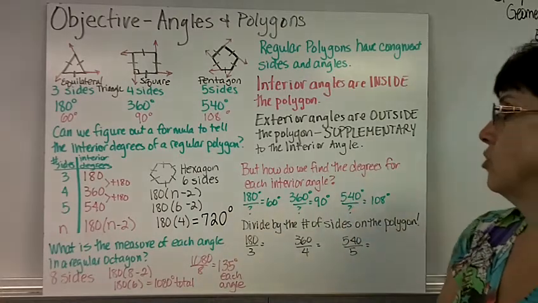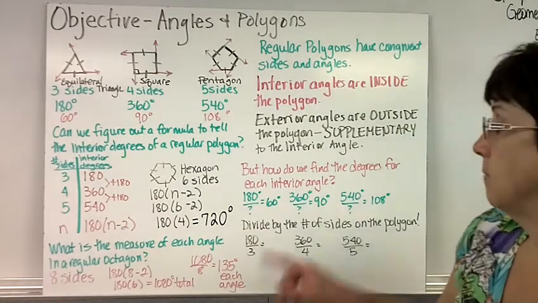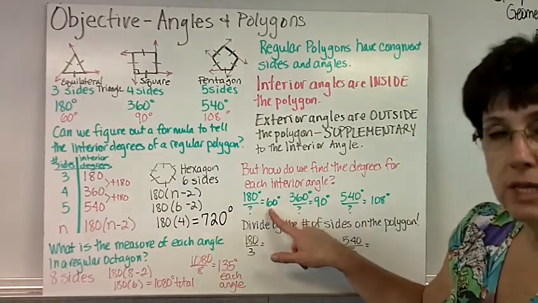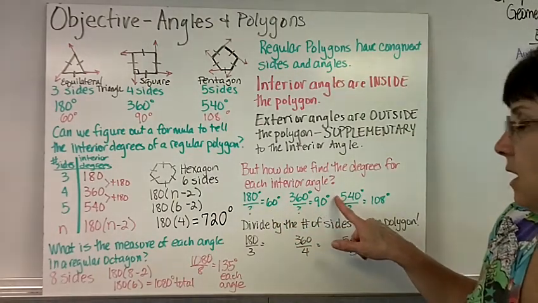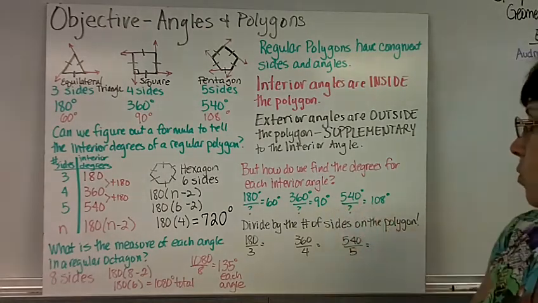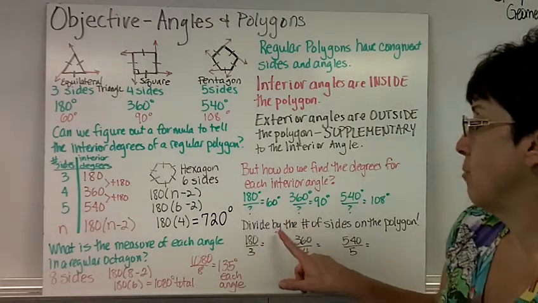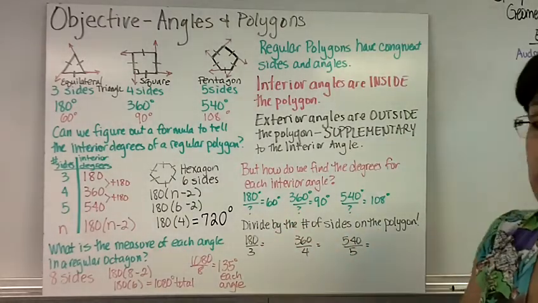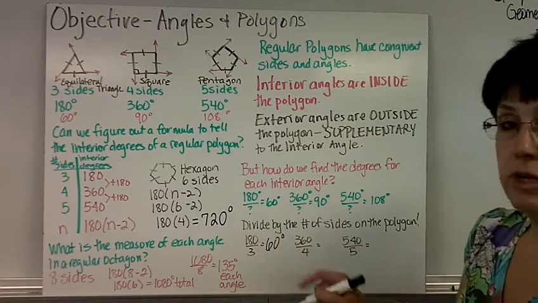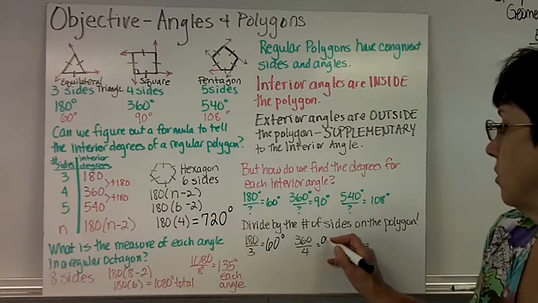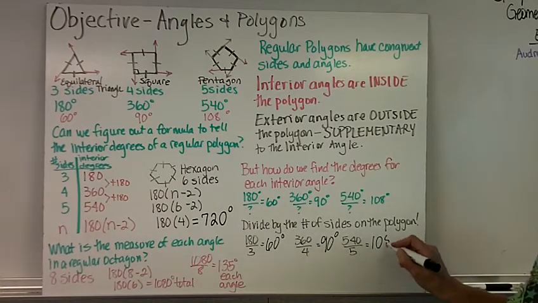But how do we figure out the degrees for each interior angle? We know the total is 720. Well, 180 divided by what is 60? And 360 divided by what is 90? And 540 divided by what is 108? Have you thought of it? It's the number of sides, isn't it? 180 divided by 3. There are 3 sides on a triangle, 60 degrees. 360 divided by the number of sides, 4, 90 degrees. And 540 divided by 5, 108 degrees.